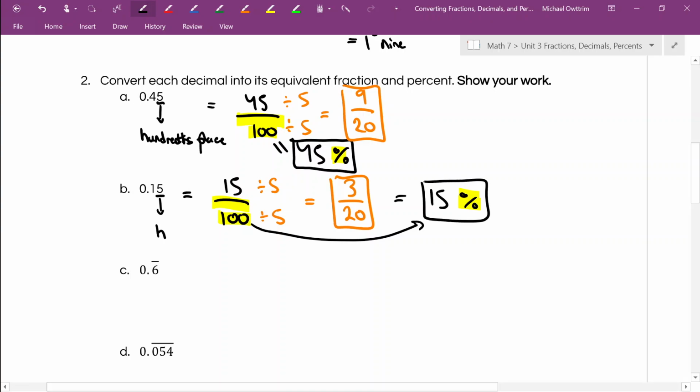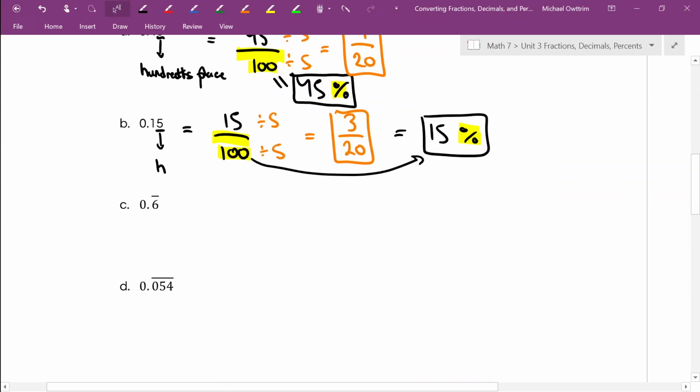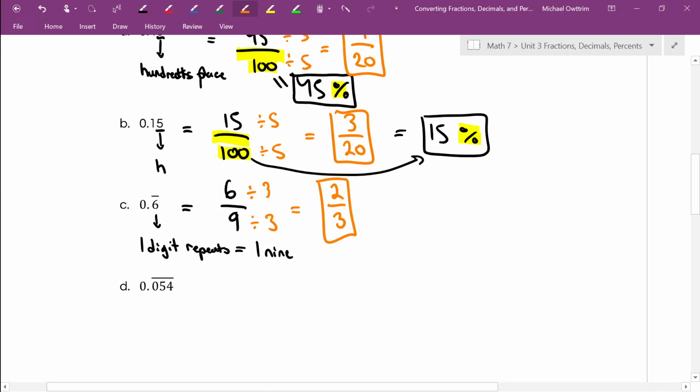So I know my 15 over 100 is 15%. In question C, this is not a terminating decimal, so we want to look at our nines rule. Since we have one digit repeating, this would be 1 nine on the bottom. And so I know this fraction will start out life as the digit that repeats, which is 6 over a single 9. I do want to, of course, simplify this, so both these numbers can divide by 3, and that gives me the simplified fraction 2/3.